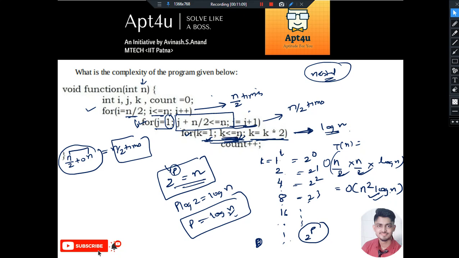So suppose the last value when this condition was satisfied was 2 power p. So we set 2 power p equal to n, because at that time it will stop. This is the last time the loop got executed, at p, when the value of k was 2 power p. Find the value of p, and that indicates how many times this loop got executed. Finally you can find the product of all these, and you will get the complexity. We basically ignore the constant terms.